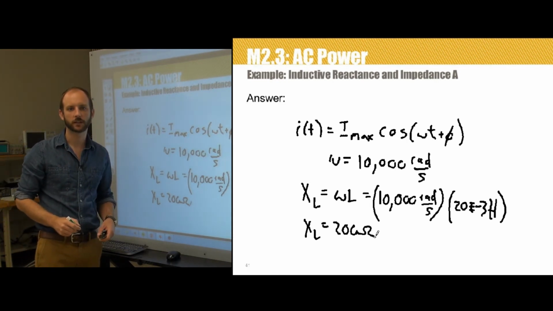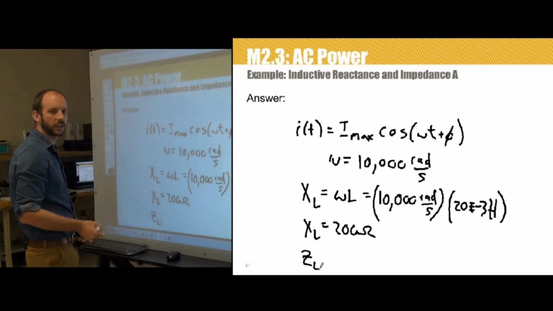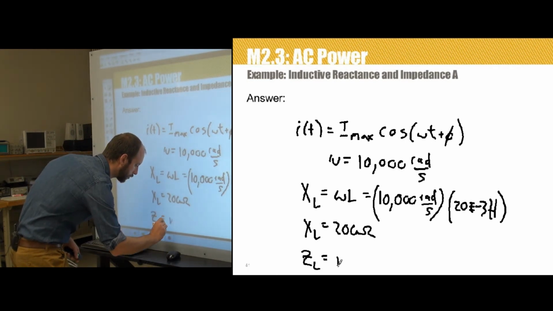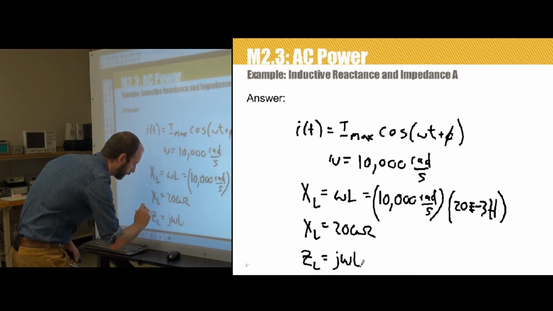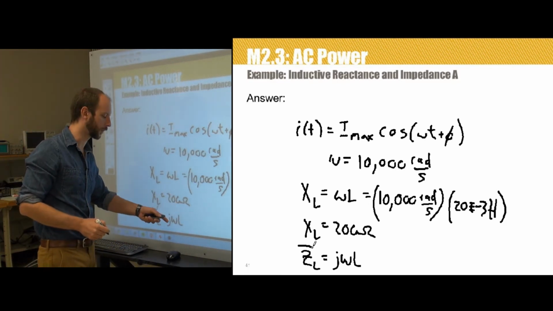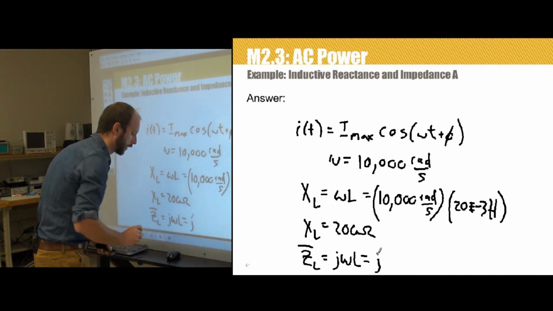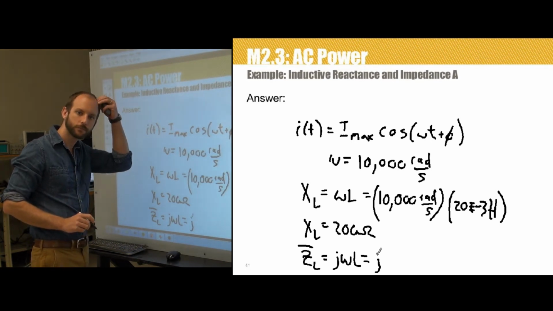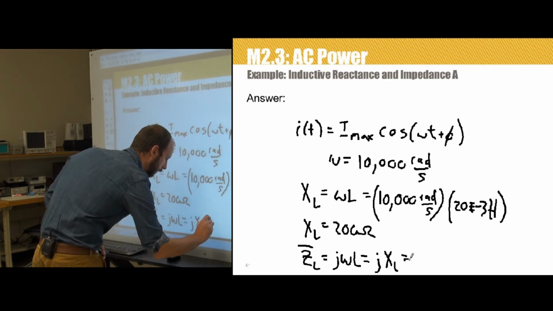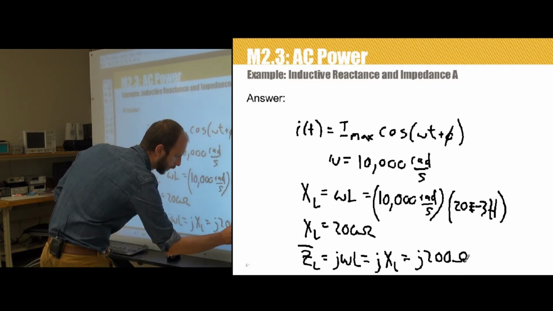So 200 ohms inductive reactance. If we want to call that impedance, we have to indicate that it's inductive reactance, so we just put a j in front of it. It equals j omega L. Technically, there should be a bar over this because this is a complex number, even though for a pure inductor it only has an imaginary portion. So we get jX_L equals j200, still measured in ohms.